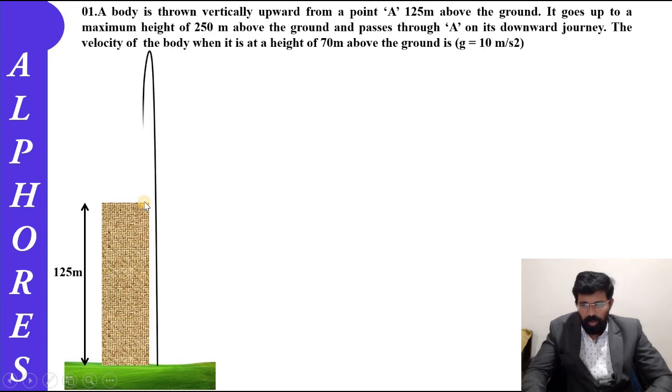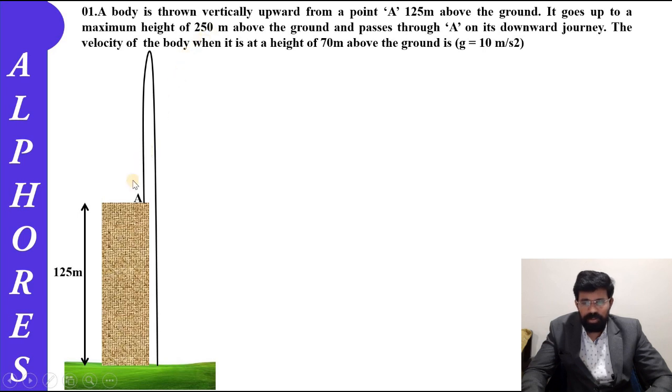So the body is projected. What happens? It goes to maximum height and it falls to the ground. What was said in the question? It goes up to a maximum height of 250 meters above the ground. This 250 meters height is not measured from the top of the tower. This is a very important point. Some of the students get deviated with this information.